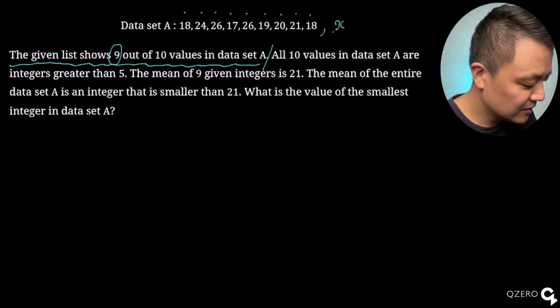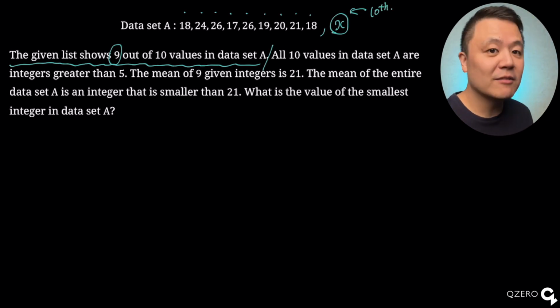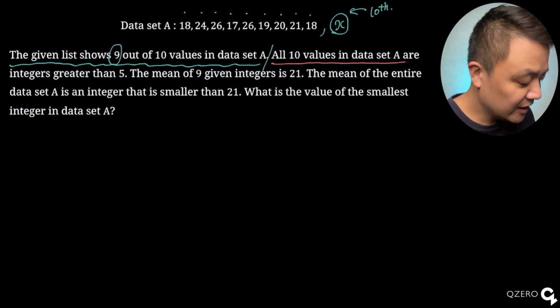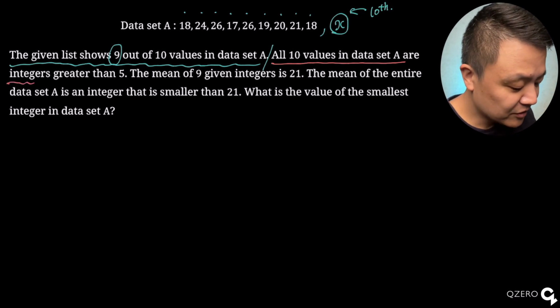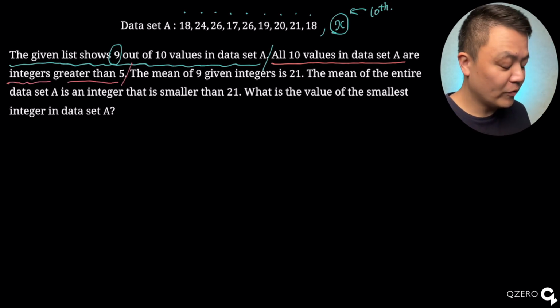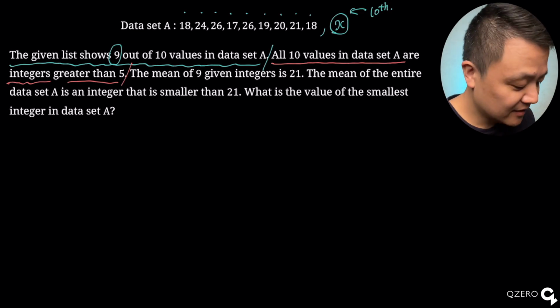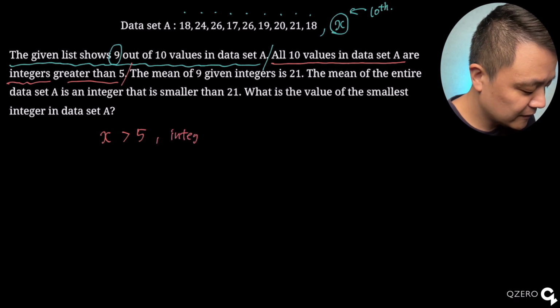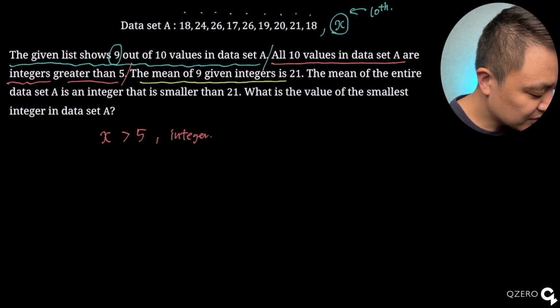Let x represent the tenth number, which is not given. All 10 values in dataset A, including x, are integers greater than 5. Oh, we have one condition for x. x has to be an integer that is greater than 5. An integer.